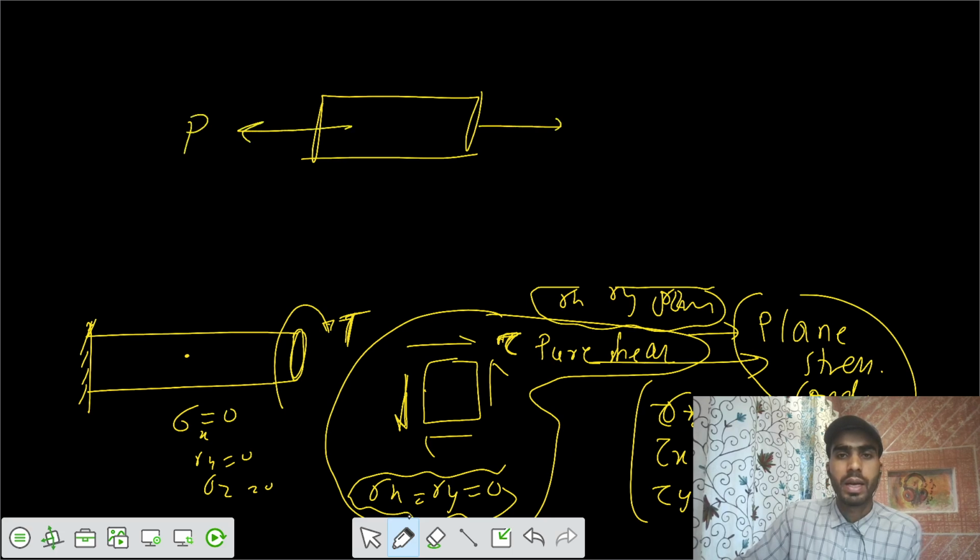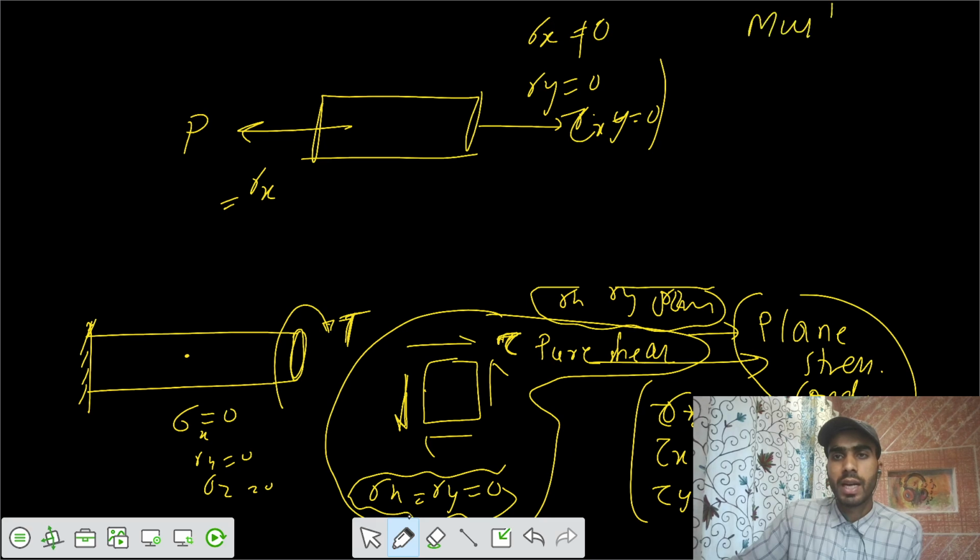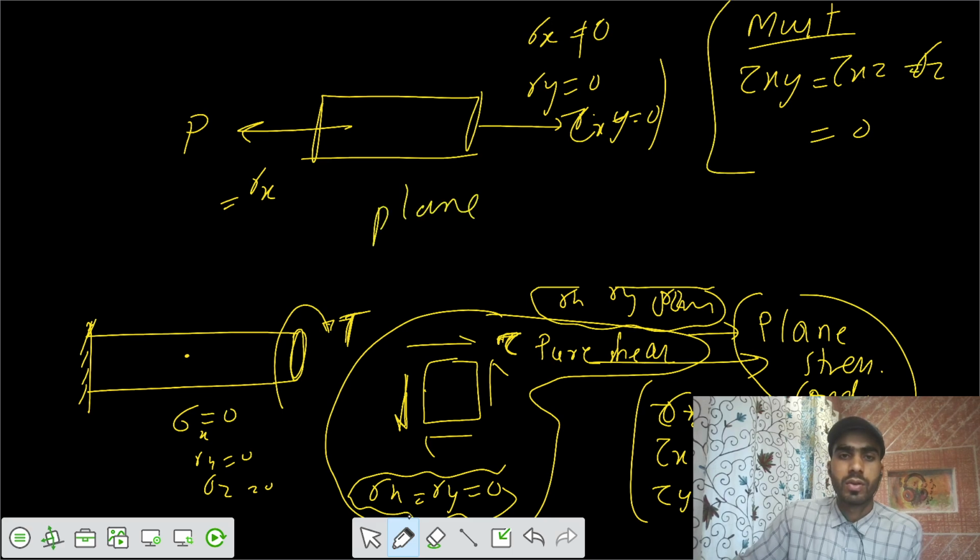You applied a load of P. Let's say that P by A equals sigma in x, and we know that here we have only sigma x. Sigma x is not 0, but sigma y is 0, and tau xy is also 0. But the condition is that if tau xy, tau xz, and sigma z are 0, then we can say this is a plane stress condition also.